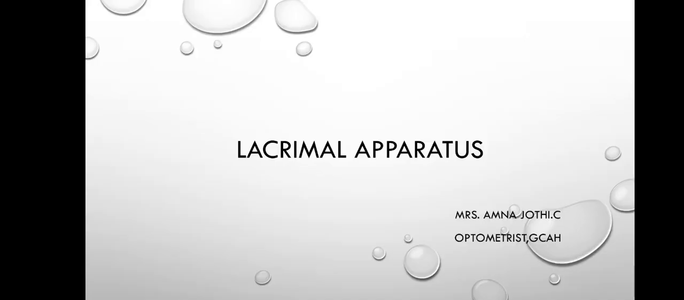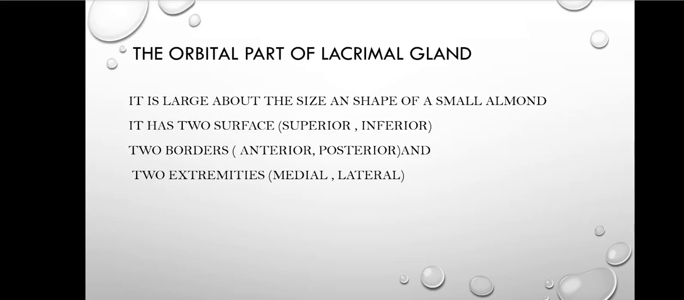The orbital part of the lacrimal gland is large, about the size and shape of a small almond. It has two surfaces, two borders and two extremities. The superior surface of the orbital part is convex and lies in contact with the periorbita, lining the part of the frontal bone forming the fossa for the lacrimal gland. It is attached to the periorbita by fine trabeculae.